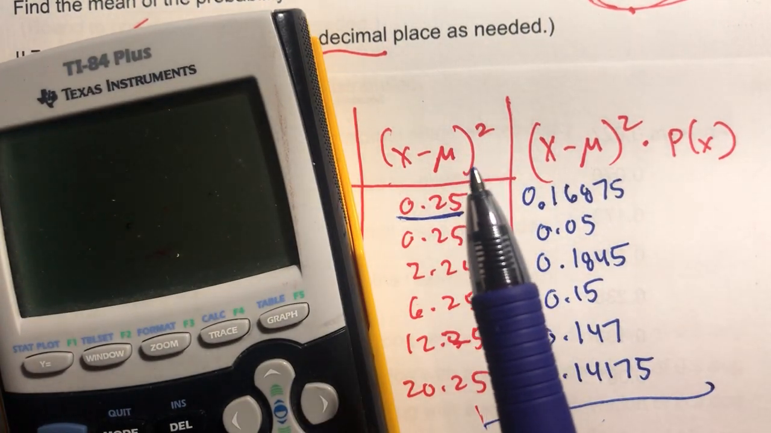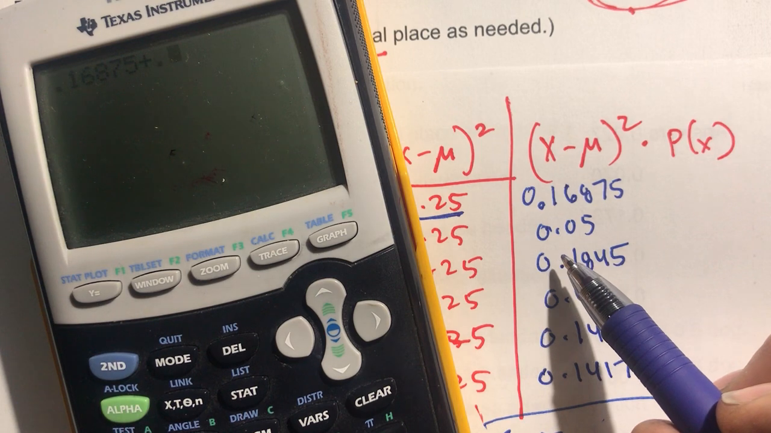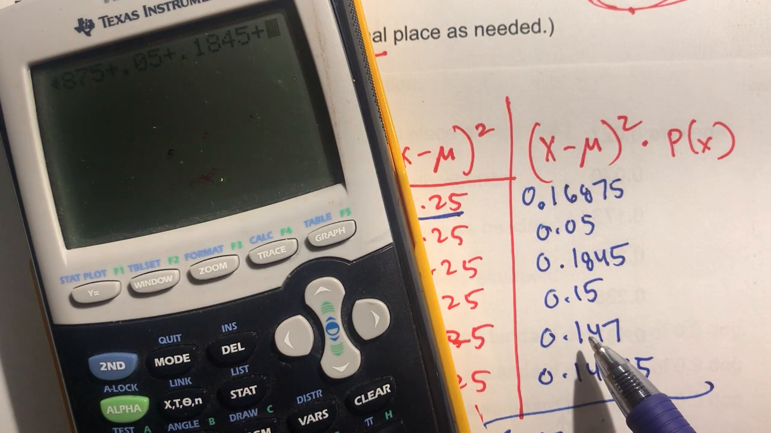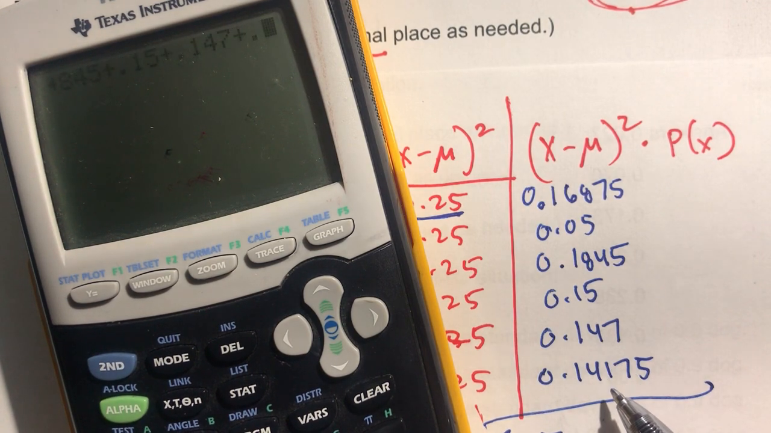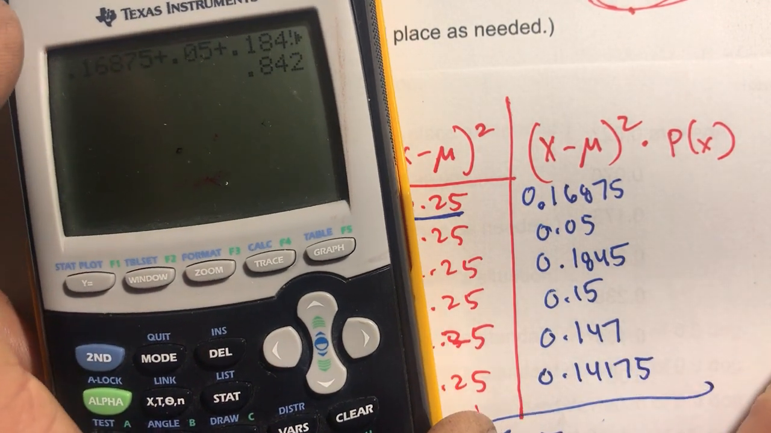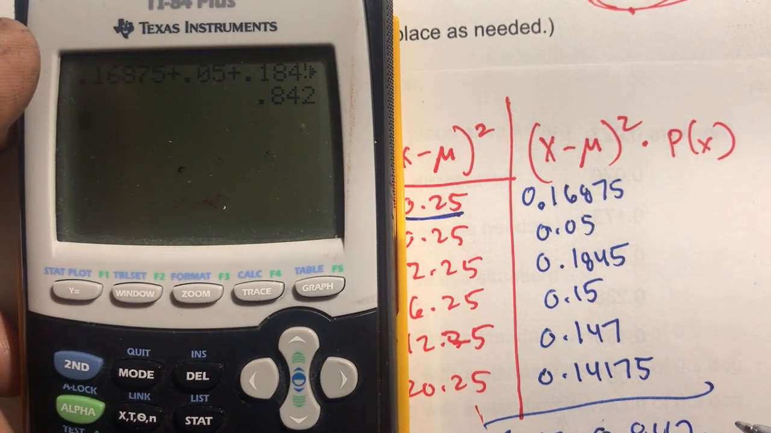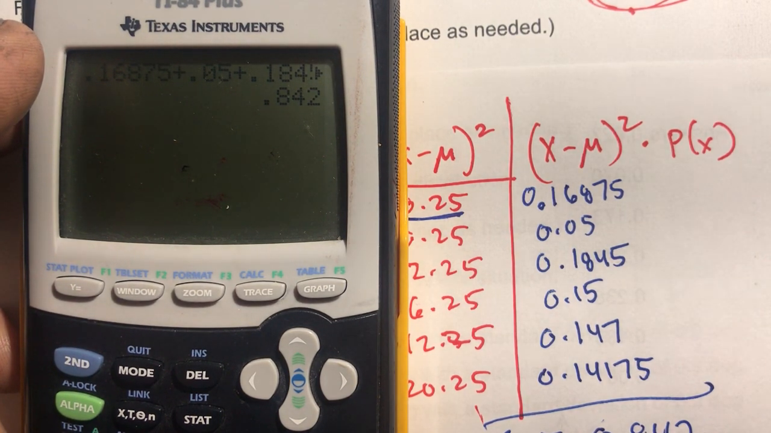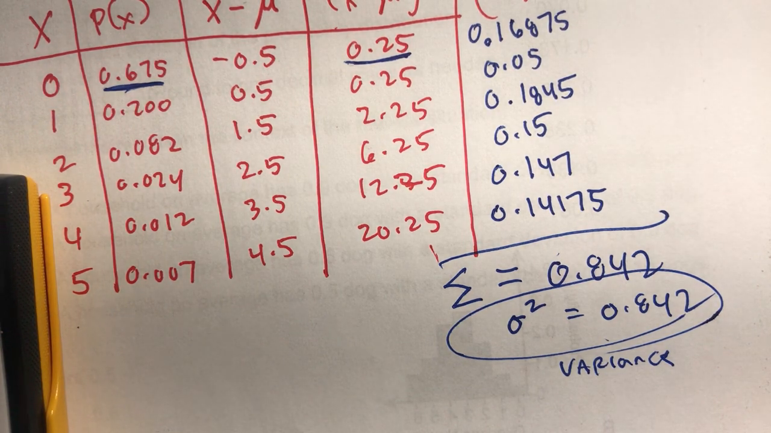Okay, so in doing this, 0.16875 plus 0.05 plus 0.1845 plus 0.15 plus 0.147 plus 0.14175. I add all these up, and here's what I get: 0.842. And this right here is my variance. That's my variance.